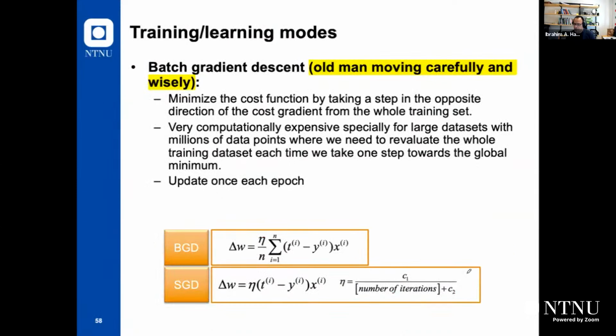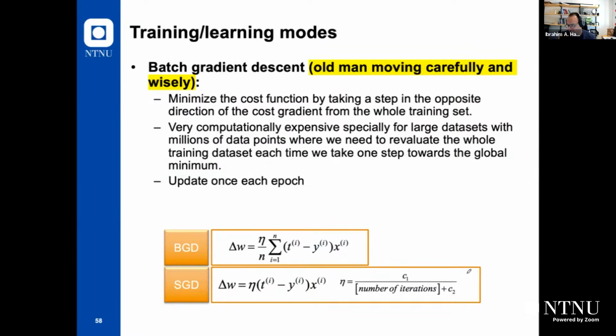Learning modes: we talk about stochastic gradient descent, batch gradient, and the mini batch gradient. Batch gradient is like an old man moving carefully and wisely. It takes time to calculate its next step, because we need to calculate the gradient over the whole data set, and after that take the average, and after that we will move. So it's very, very careful. It's like an old man who spends time thinking, deciding, and gives enough time for his decisions.